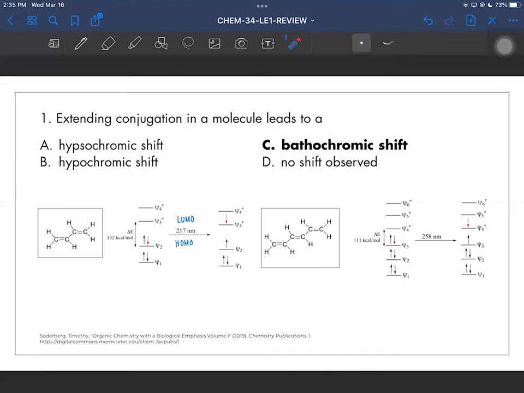We see that here na yung butadiene initially absorbs at 217 nanometers, but when we increase the conjugation in hexatriene, it now absorbs at a longer wavelength at 258 nanometers. So the absorption here is redshifted, and therefore it results in a bathochromic shift sa absorption niya. So the answer for this would be letter C.